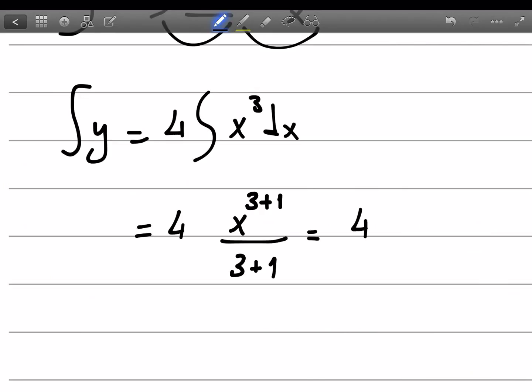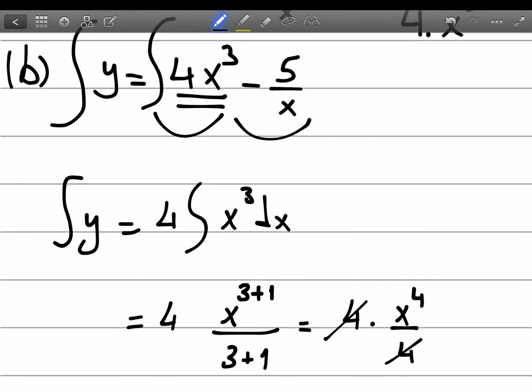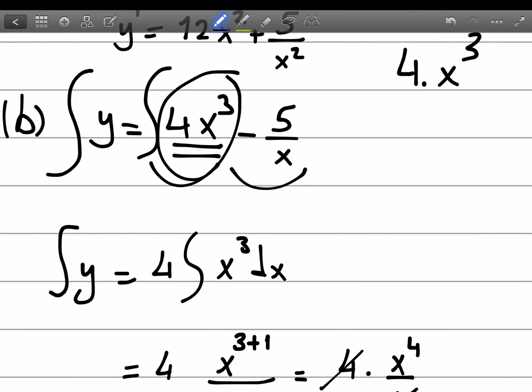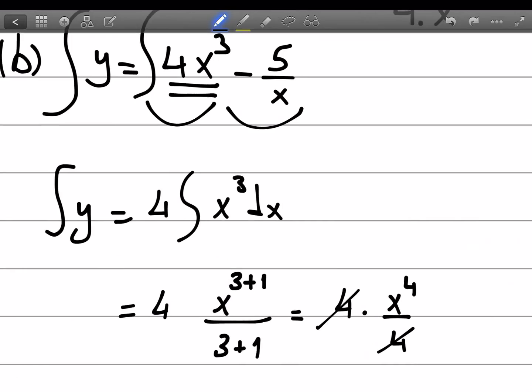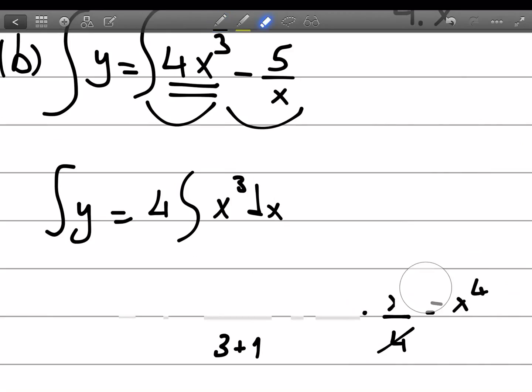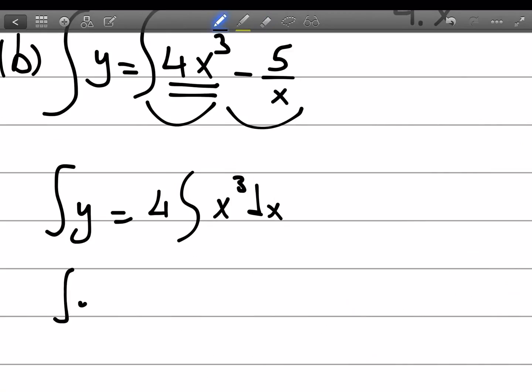That will be 4 times x to the power of 4 over 4. These are cancelled and this part of the equation or question will be x to the power of 4. Then we can write the integral of x to the power of 4 minus this part, 5 over x dx.